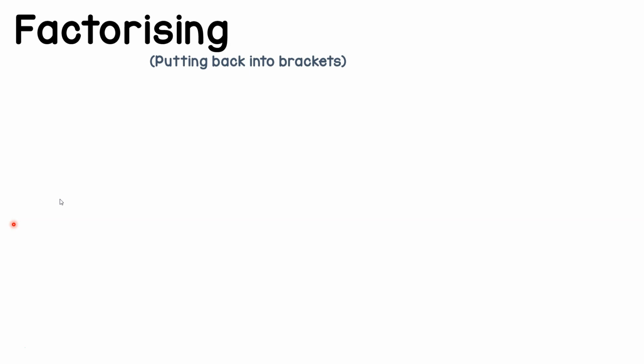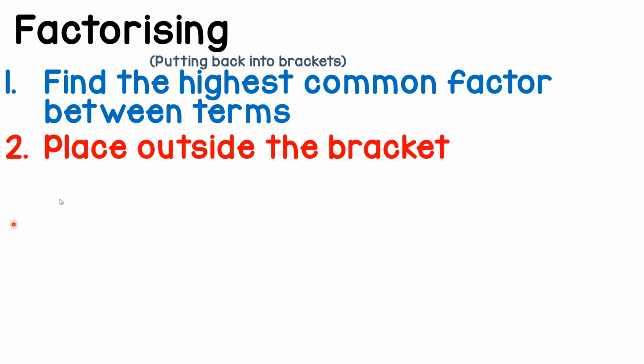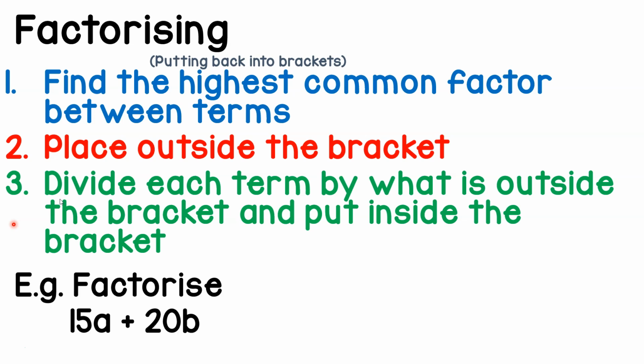This is done in three parts. Firstly, we need to find the highest common factor between terms. Then we place this outside the bracket, and then we divide each term in the original question by what is outside the bracket, and then put it inside the bracket. Let's have a go at an example that explains these three steps.